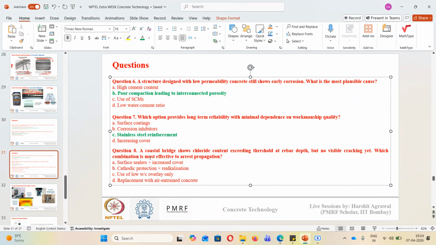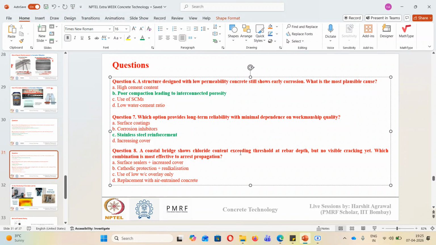Question number 8. A coastal bridge shows chloride content exceeding the threshold. Okay, so if you remember in corrosion initiation, we have said that when the chloride content at the steel concrete interface exceeds the threshold value, then corrosion initiates. On this coastal bridge, chloride content exceeded that threshold value, but still there was no visible cracking on the concrete surface. Okay, so which possible combination is most effective to arrest propagation?